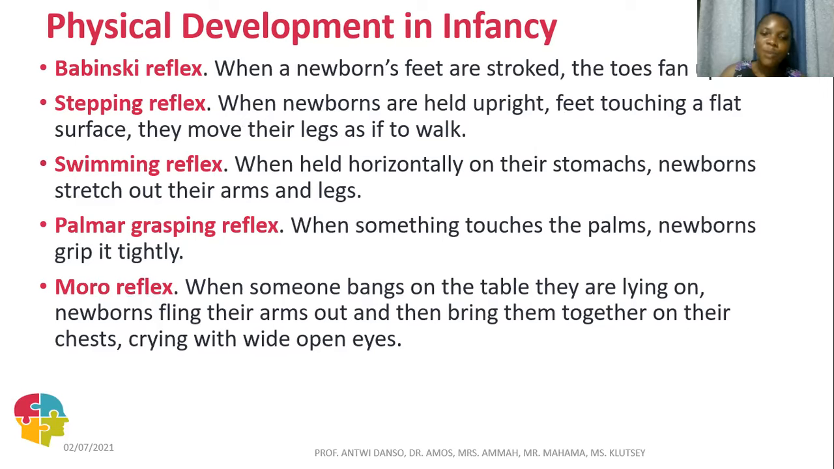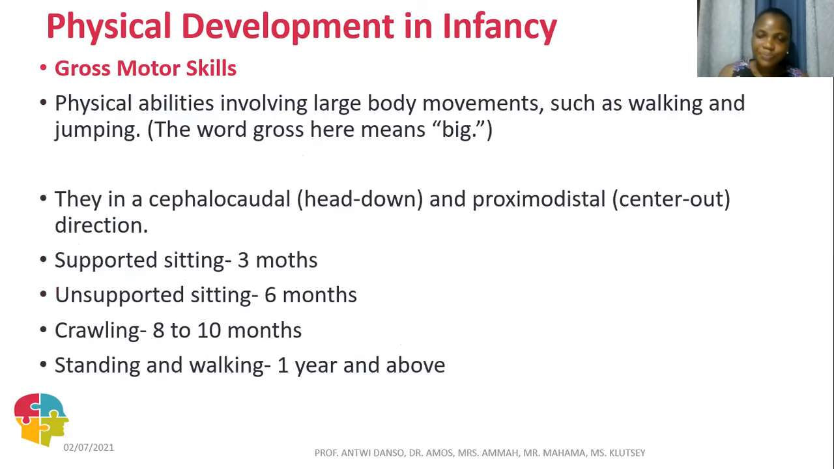Then we have the Moro reflex, where when someone bangs on the table or anything they are lying on, they will fling their arms and bring them together on their chest and they'll start to cry. This Moro reflex shows that the child has started learning how to react towards any threat or anything in the environment that poses a danger to the child.